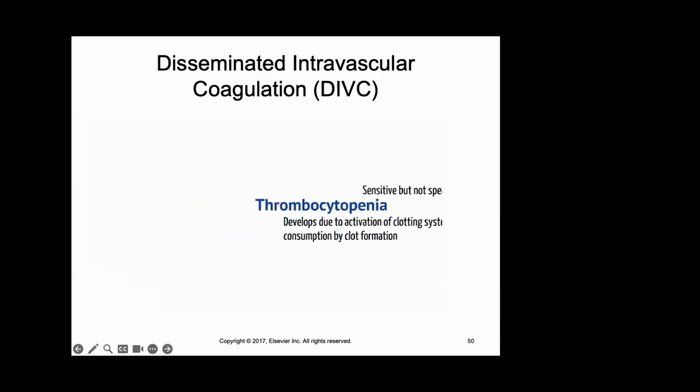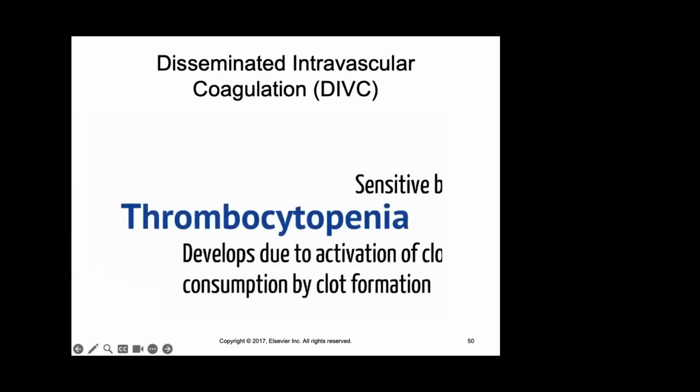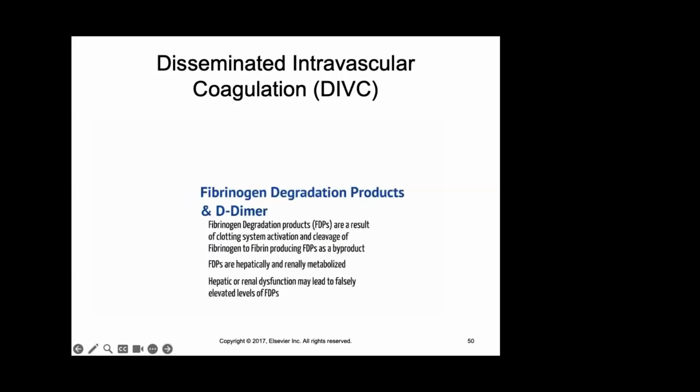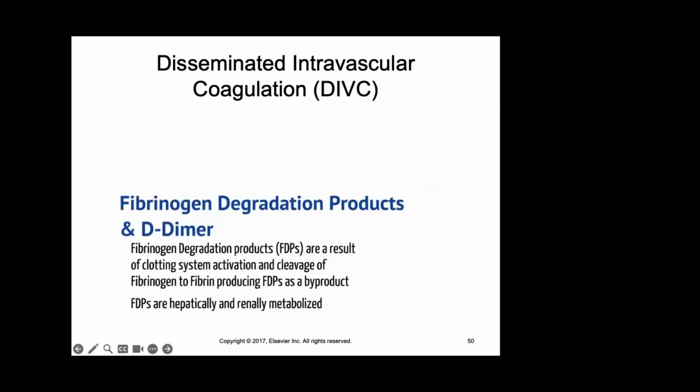So first, let's take a look at thrombocytopenia. Thrombocytopenia means a low platelet count. The reason thrombocytopenia develops in DIC is that because of the activation of the clotting system, primary hemostasis is activated, and those platelets start to stick everywhere they can to form these primary clots, and thus they're consumed. Note, thrombocytopenia is sensitive for DIC, but it's not specific because a lot of things can cause thrombocytopenia.